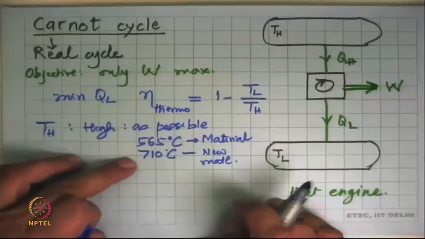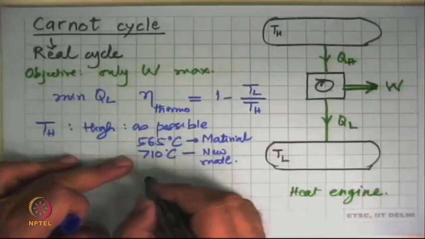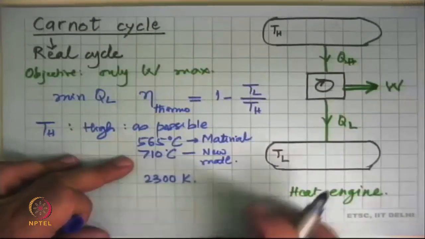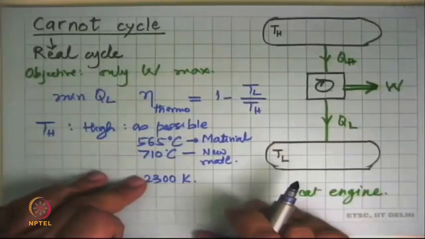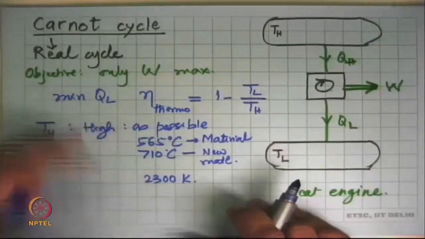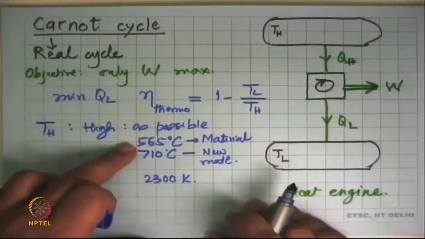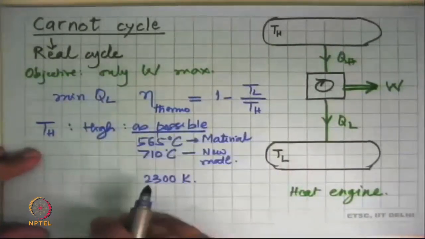We could go even higher because in the furnace when we burn a fuel, we can get temperatures of the order of 2300 Kelvin as a maximum temperature when you burn a hydrocarbon fuel. So theoretically we can go that high, and we attempt to do that in a gas turbine, going higher and higher, but not in a stationary power generating system. So that is what I mean by as high as possible.